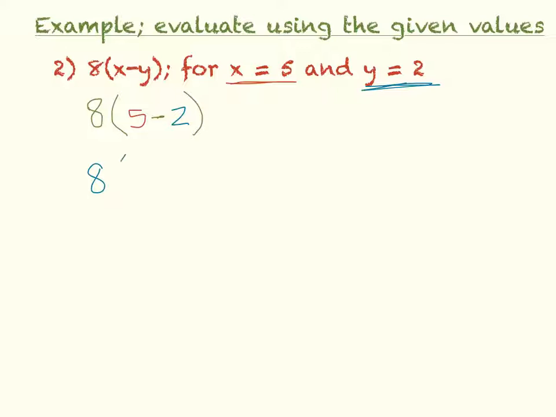8, parentheses comes first, so 5 minus 2 is 3. 8 times 3 is 24. So your final answer is 24.